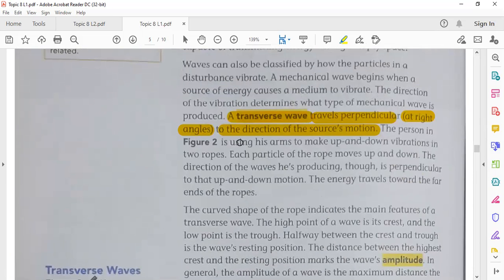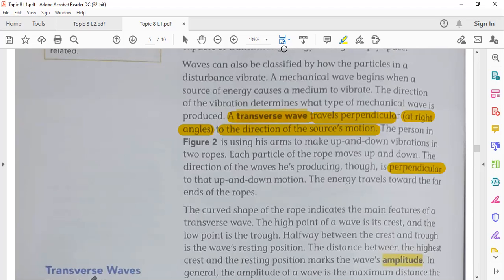The person in figure 2 is using his arms to make up and down vibrations in the rope. Each particle of the rope moves up and down. The direction of the waves he is producing, though, is perpendicular, okay, perpendicular to that up and down motion.